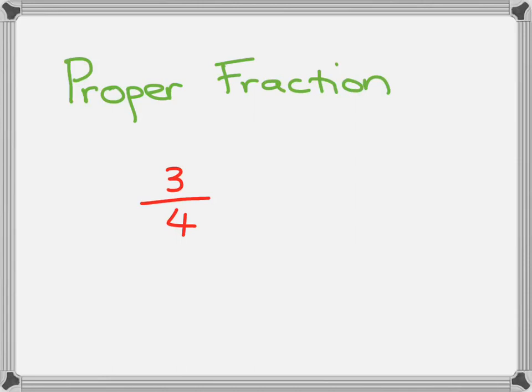So this fraction that we have here, this is called a proper fraction. Why is it a proper fraction? Because everything about it is correct. The numerator is smaller than the denominator. Okay, you can see 3 is smaller than 4. So a proper fraction always has the smaller number in the numerator and the larger number in the denominator. This is a proper fraction.